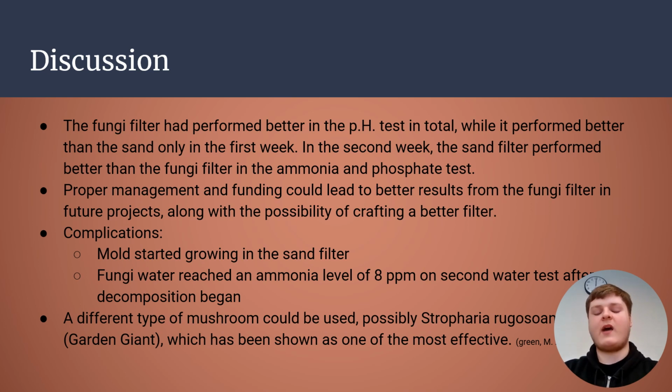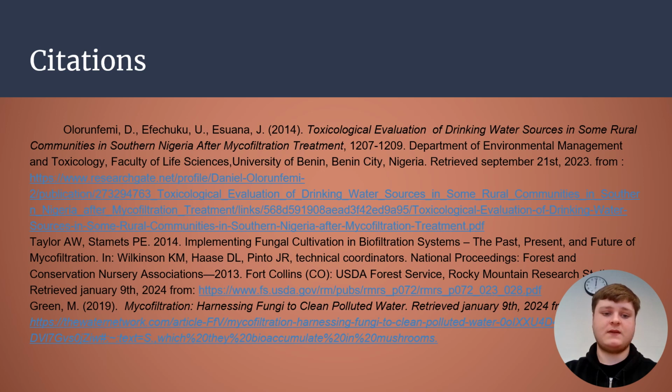There were very few complications with the experiment, such as the mold growing in the sand filter and the fungi water reaching a level of 8 ppm, which I wouldn't necessarily consider a complication, but I left in there anyway. A different type of mushroom could be used, which could lead to different results, such as the garden giant mushroom, or Stropharia rugosoannulata, which has been shown as one of the most effective in previous experiments. Here is the citation list, such as the rural communities in southern Nigeria, the implement fungal cultivation and biofiltration systems, and harnessing fungi to clean polluted water.